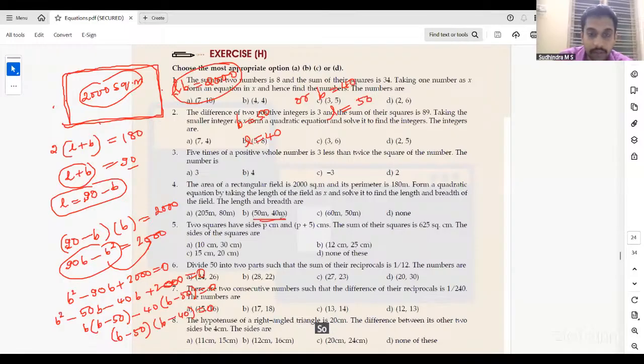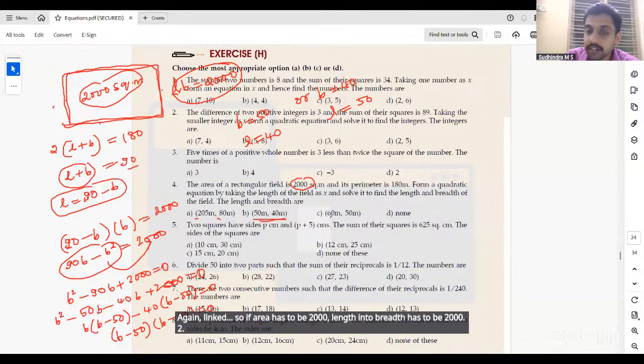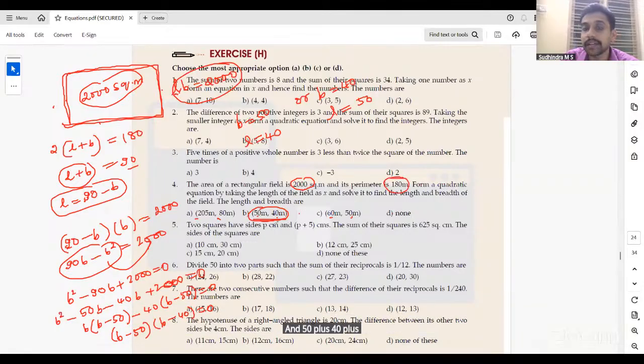So 40 comma 50. If the area has to be 2000, length into breadth has to be 2000. 25 into 80 is not 2000. 60 into 50 is not 2000. It is 50 into 40 only. And 50 plus 40 plus 50 plus 40 is 180 meters. So the perimeter is also satisfied. Are we clear? Yes, sir. This is question number 4.